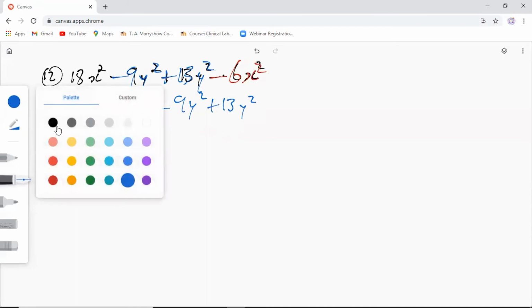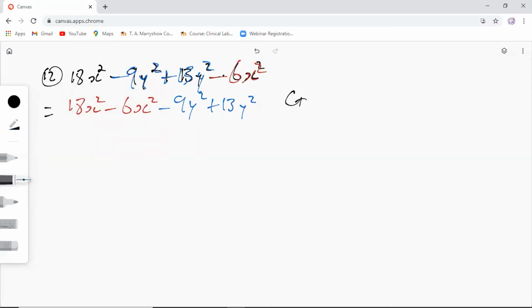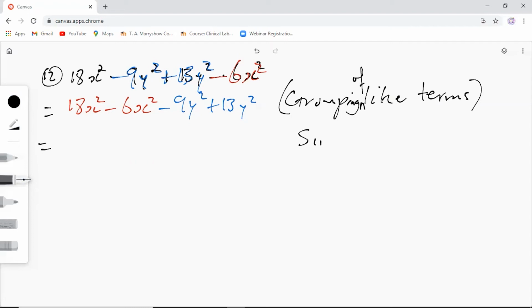Now that we group, the first step, what we did, we group our like terms. Or we could say grouping of like terms. That's what we did here. Then the third step, we simplify. It's very good that you know the steps involved in the solution.